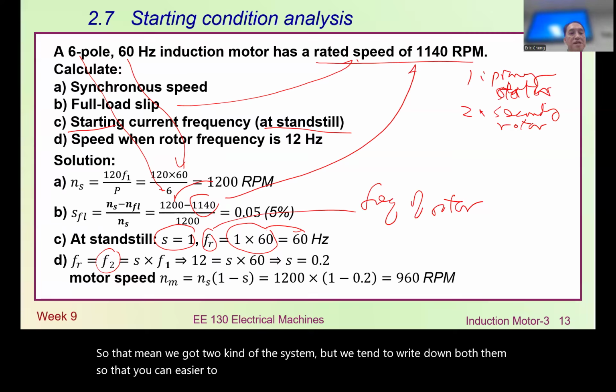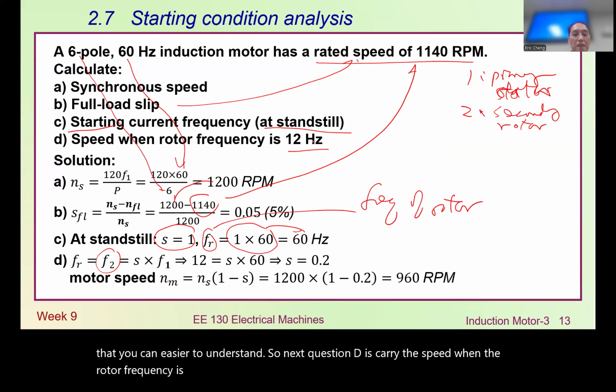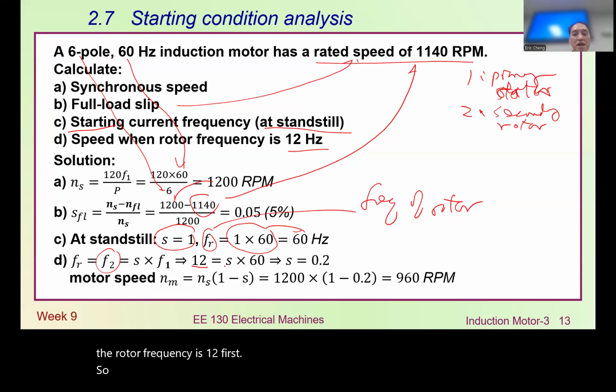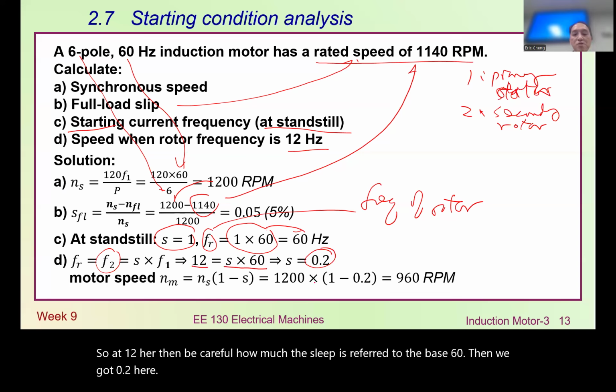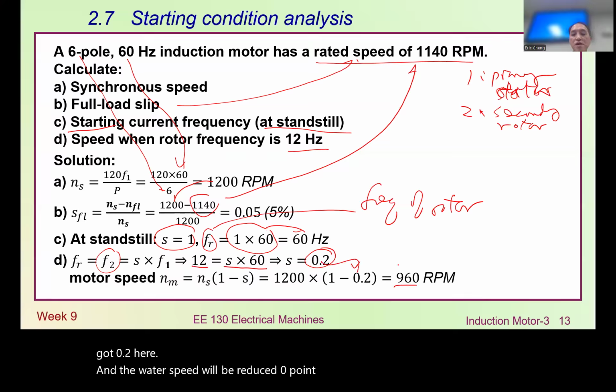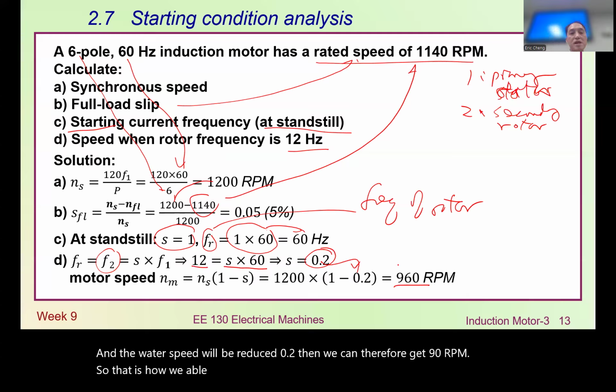So next, question D is to calculate the speed when the rotor frequency is 12 Hz. So at 12 Hz, we calculate how much the slip is, referring to the base of 60, and we get 0.2 here. And for the rotor speed, we use 0.2, then we can get 960 RPM. So that is how we are able to get the speed at a rotor frequency of 12 Hz.